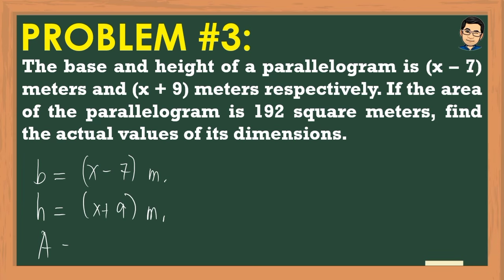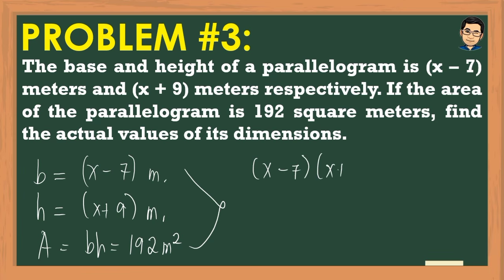So, yung formula for the area of parallelogram is base times height. Eh, yung area ng parallelogram is given, 192 square meters. So, paano natin ipo-formulate yung ating equation dito? So, x minus 7 times x plus 9 equals 192. So, yung x minus 7 is yung base, x plus 9 is yung height, and then 192 square meters yung area. And then, magiging quadratic equation siya.